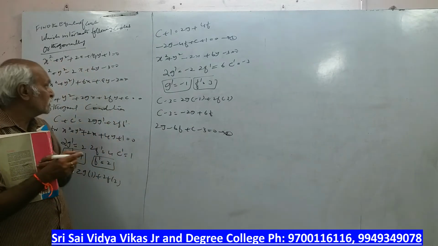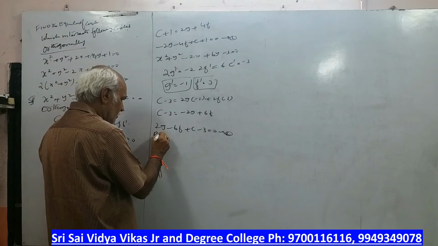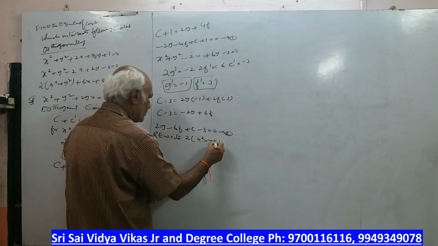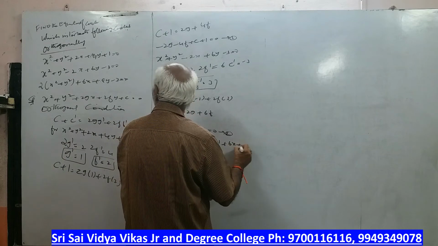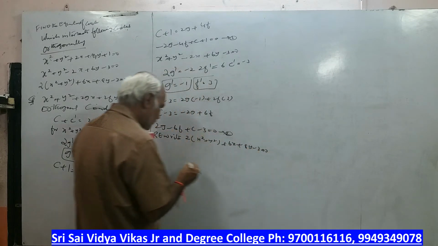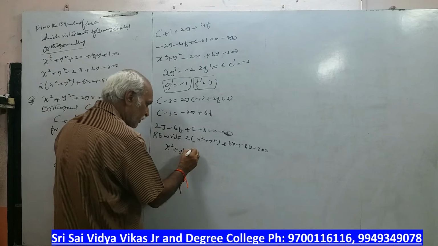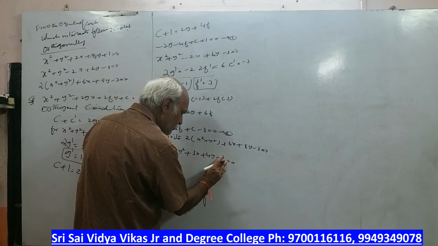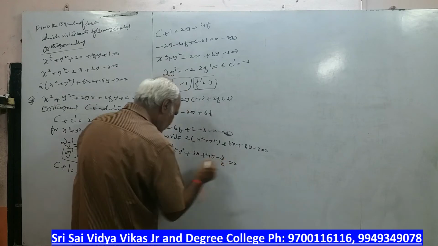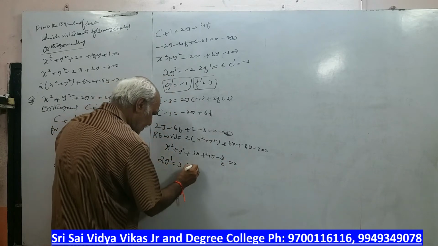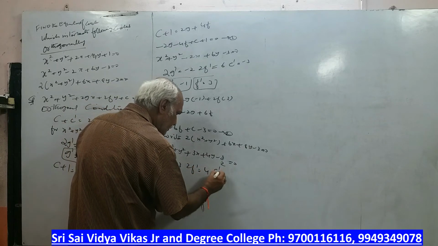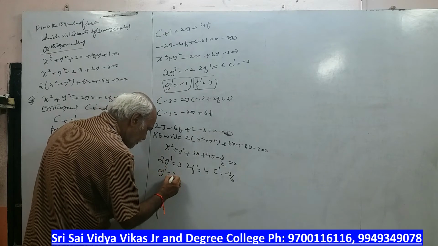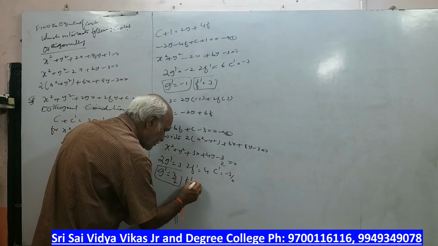Second equation. Now, look at the third one. Rewrite: 2 into x square plus y square plus 6x plus 8y minus 3 is equal to 0. So, it becomes x square plus y square plus 3x plus 4y minus 3 by 2 is equal to 0. Right? Now, 2g dash is equal to 3, 2f dash is equal to 4, c dash is equal to minus 3 by 2. Therefore, g dash is equal to 3 by 2, f dash is equal to 2.